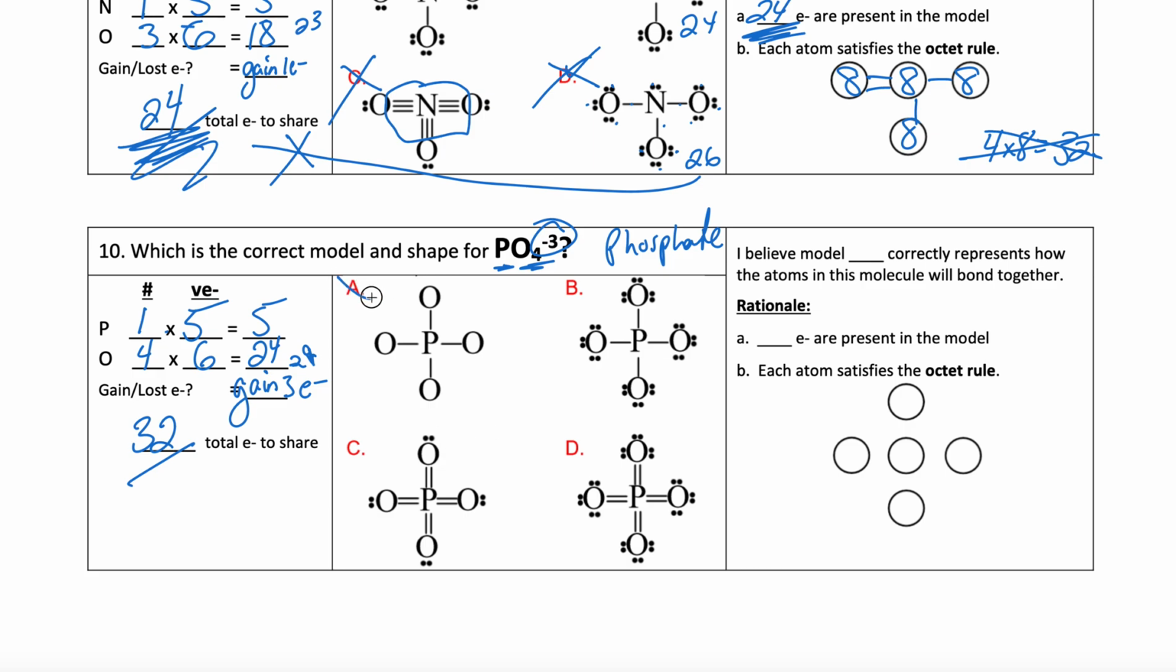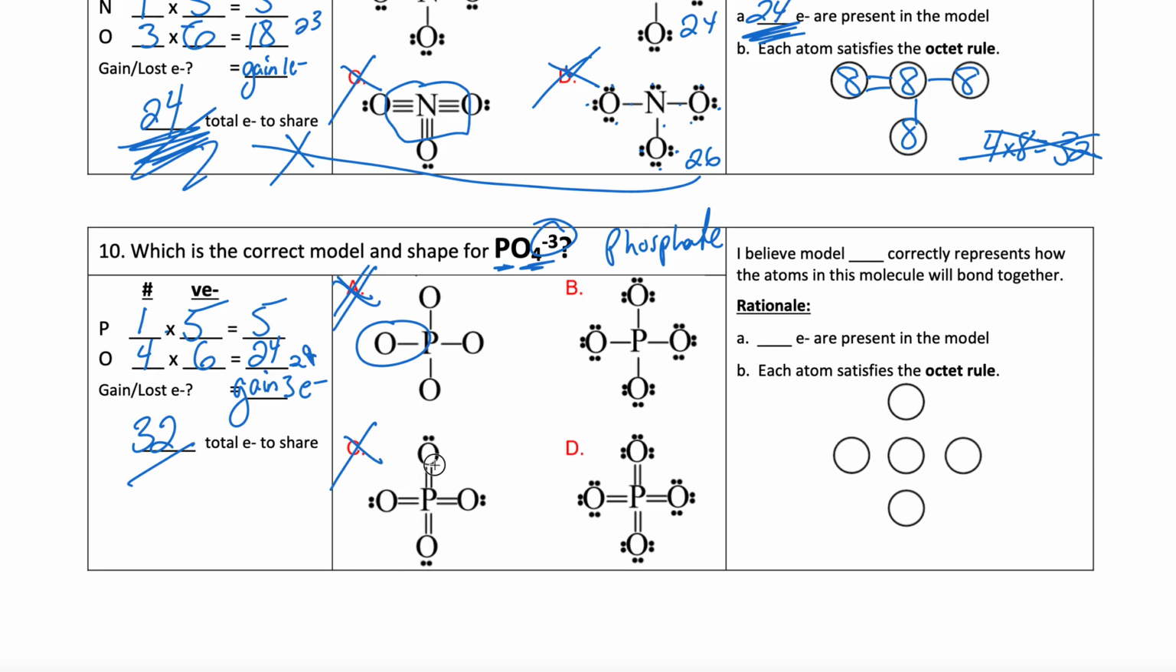Right away, A, wrong. Why? Because each one of these oxygens has 2 electrons, not 8. It needs 8. It only has 2. So it's big time wrong. C, each one of these oxygens is wrong because it has 2, 4, 6. It only has 6, not 8. Wrong. Plus, look at the crazy phosphorus in the middle.